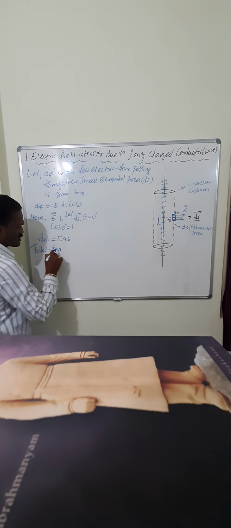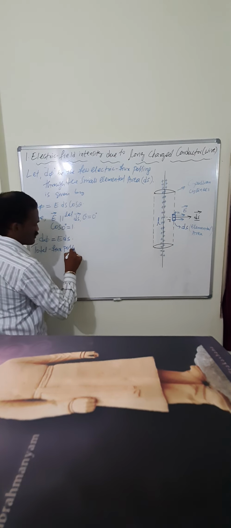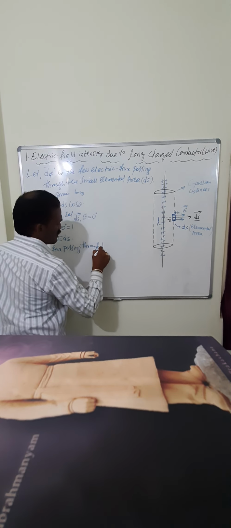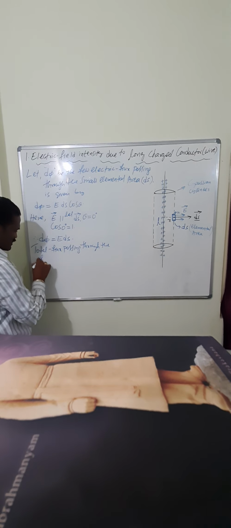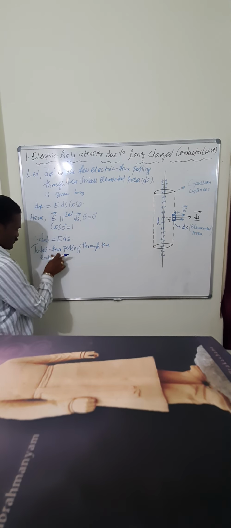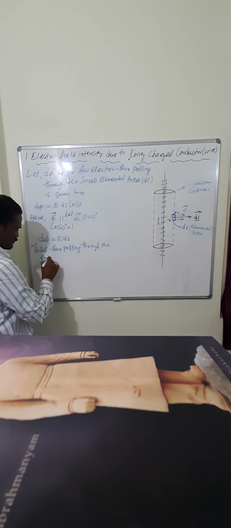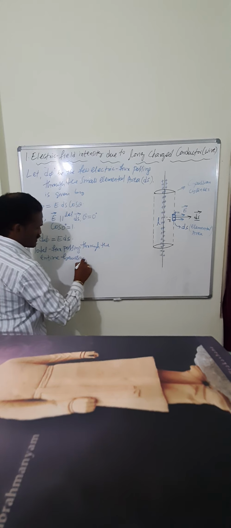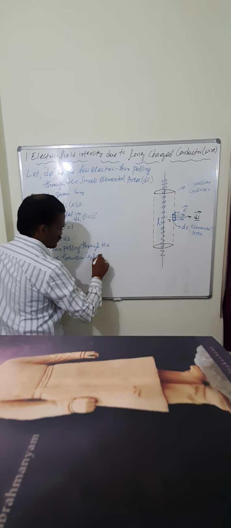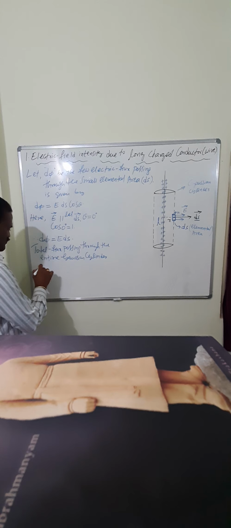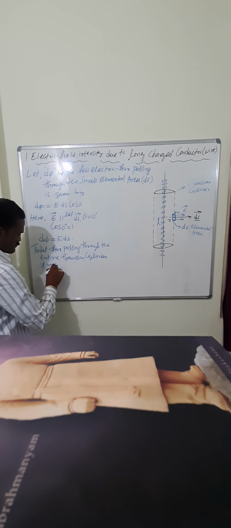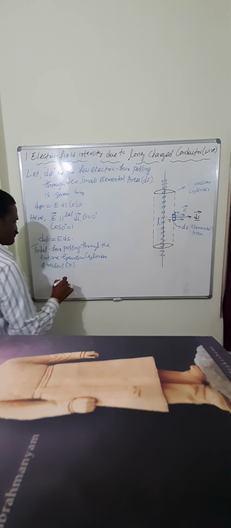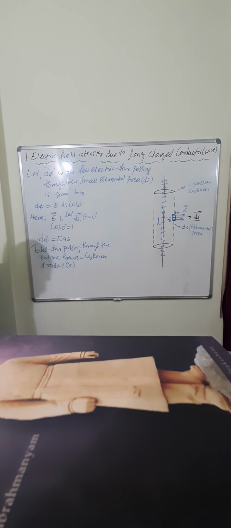What do you mean by total flux? Total flux passing through the entire Gaussian cylinder of radius R. What is the radius of the Gaussian cylinder? R.